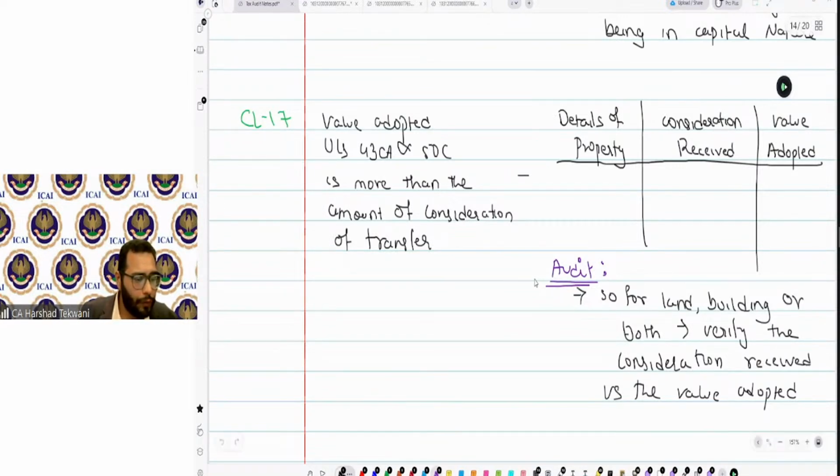So from audit point of view, received plus accrued both are to be considered.